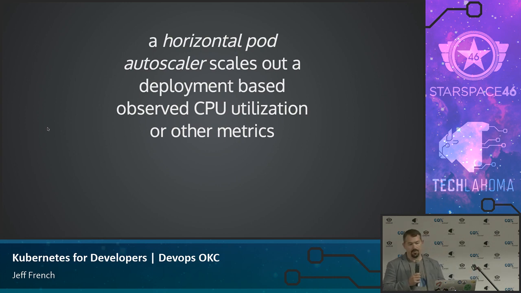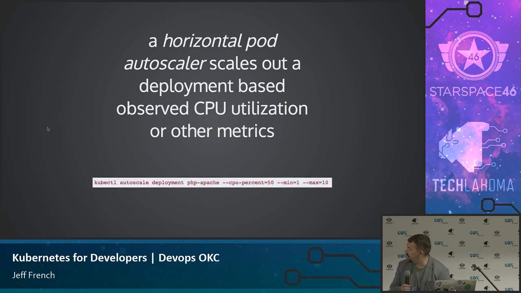Scale it up, take it from 3 to 6, and you can set the definition on what your min and what your max is and which metric you're tracking. And the way you do that is with this kube control command. It's really hard to see, sorry. But basically it just says kube control autoscale deployment. You give it a deployment name. You tell it you're watching for CPU percentage to be above 50, and I want a minimum of 1 and a maximum of 10.